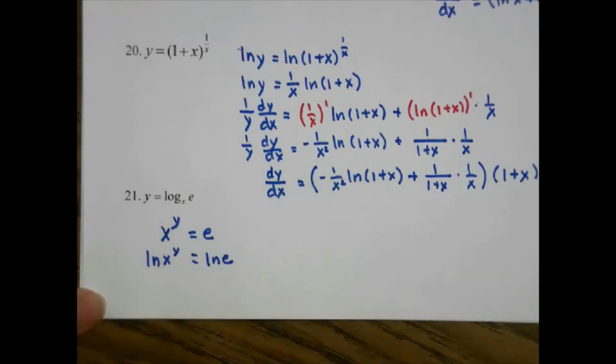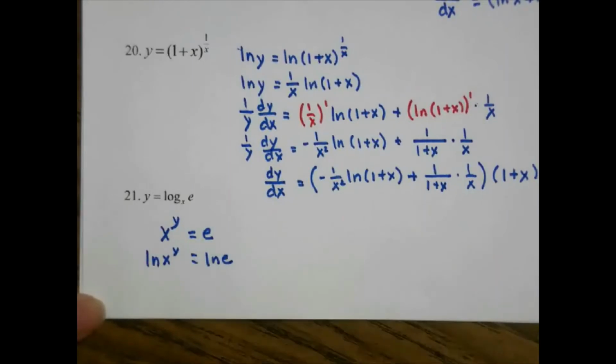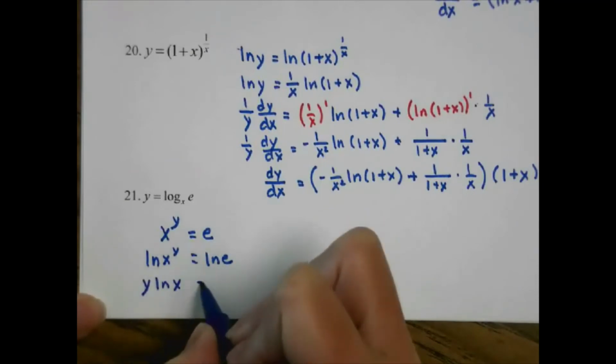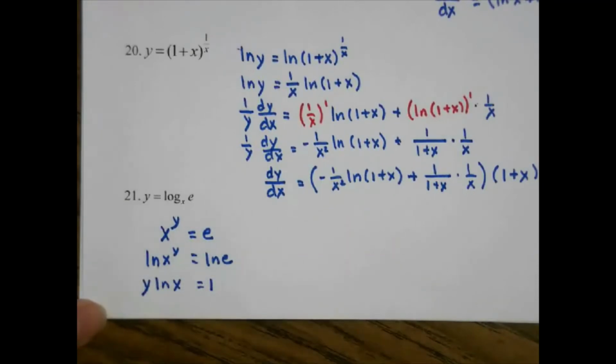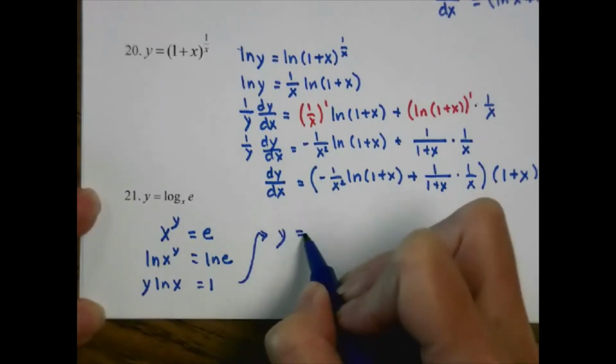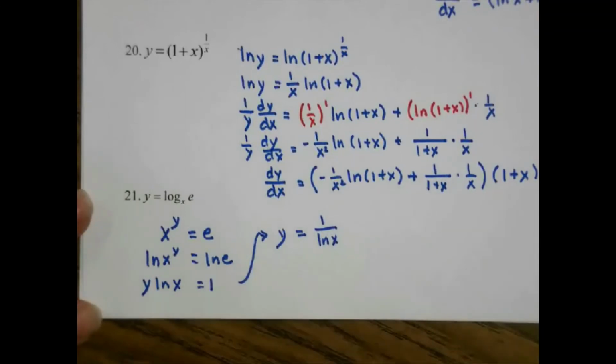So we have natural log of x to the y equals natural log of e. Natural log of e is just 1. So y natural log of x equals 1, which means y equals 1 over natural log of x when I divide. So I haven't done the derivative. All I've done is rearrange this so that I can take the derivative.